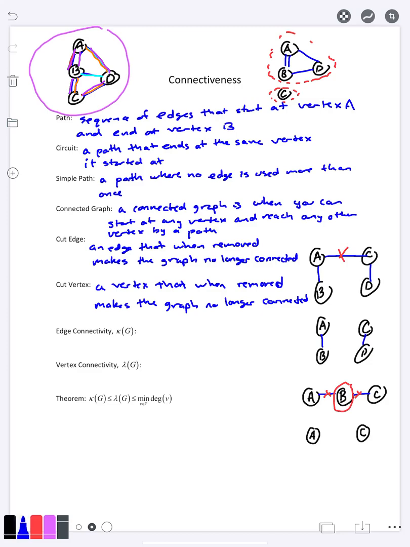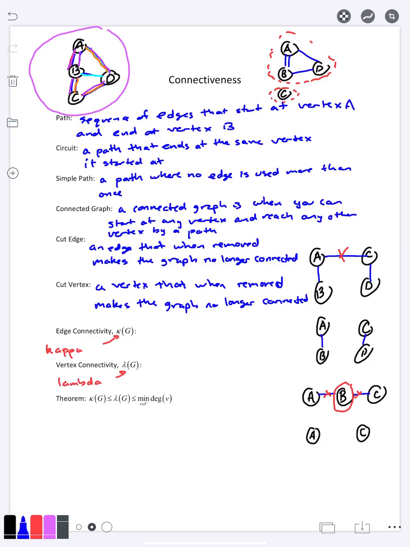Now once we have the idea of a cut edge and a cut vertex, we can talk about this idea of edge connectivity and vertex connectivity. And these symbols, this is Kappa, so you may or may not be familiar with that. That is the Greek letter Kappa. And this one is Lambda.